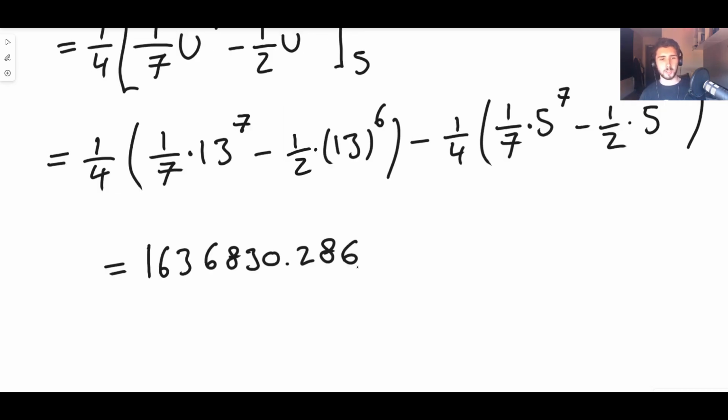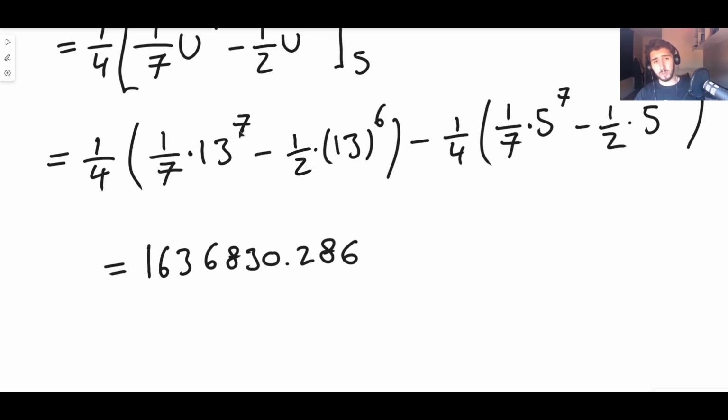Okay guys, so it's roughly going to be equal to this number here that I've written down, a very large number right there. What is that? 1,636,830, roughly. So a very large number. That'd be the area beneath the curve.